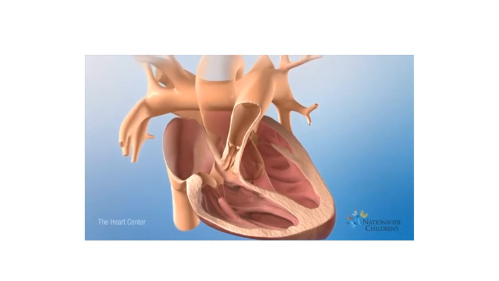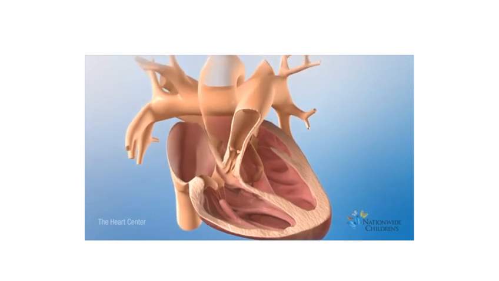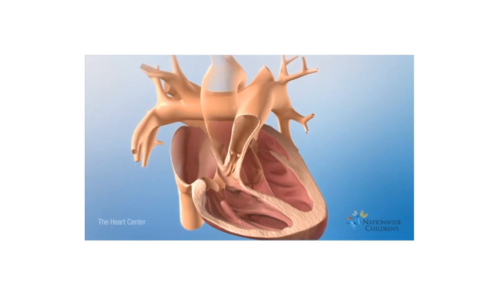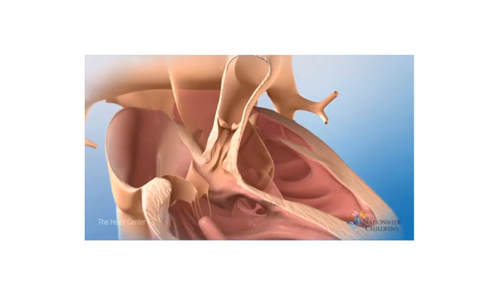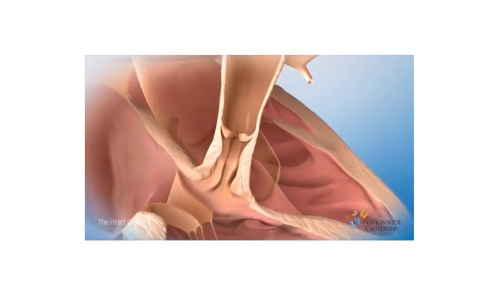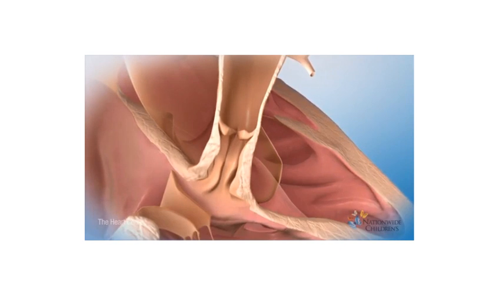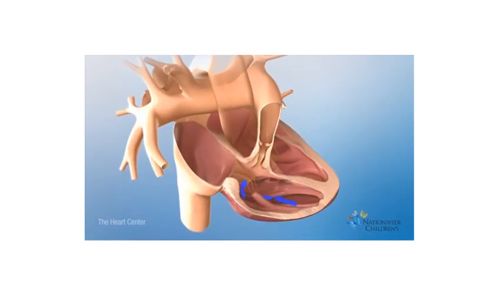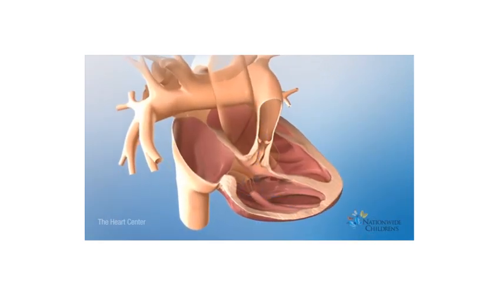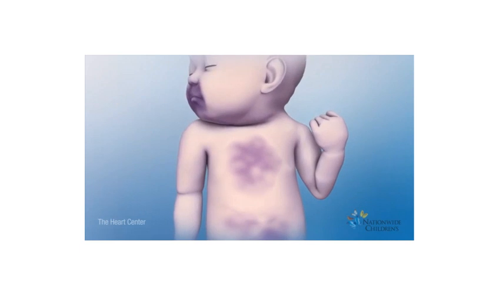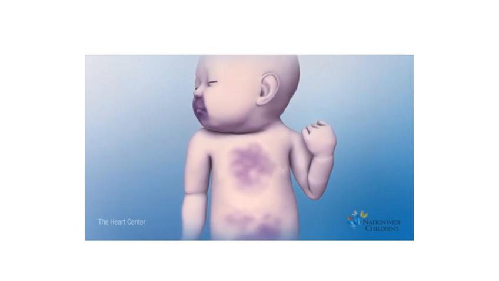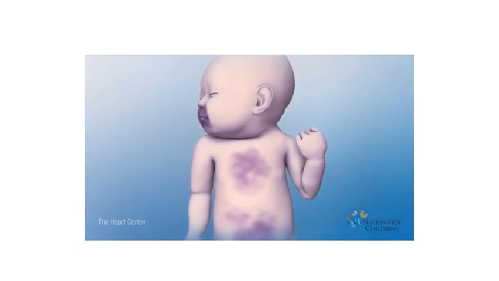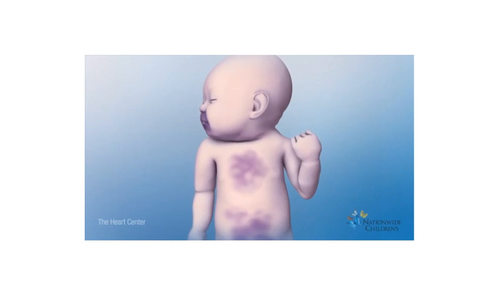Pulmonary stenosis means that the blood vessel going to the lungs, called the pulmonary artery, is narrowed, and the pulmonary valve doesn't open all the way. As a result, less blood reaches the lungs. These heart problems cause the baby to be blue because the heart pumps less oxygen-rich blood to the body.